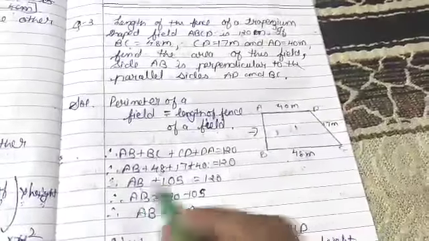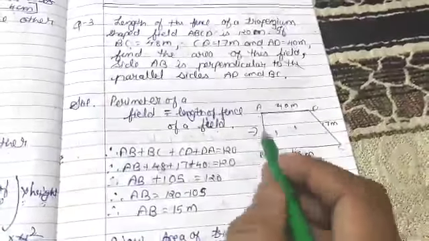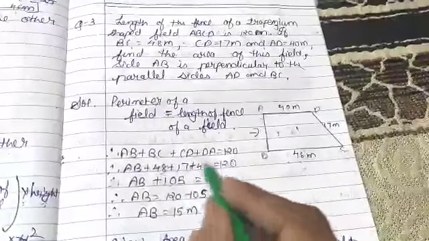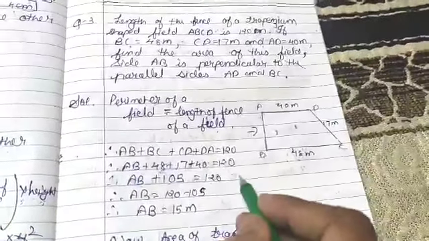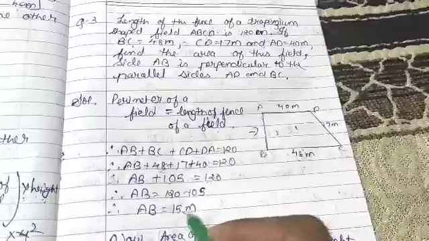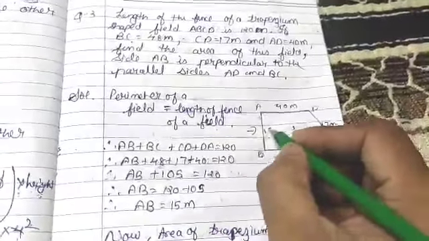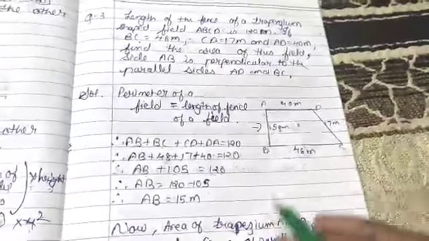The value of AB we are finding over here, which is the distance between the parallel sides. So when you transpose this 105 toward your right hand side, it will become negative. 120 minus 105 is 15. So in short, we got the value of AB, that is 15 meter. So now we got all the values.